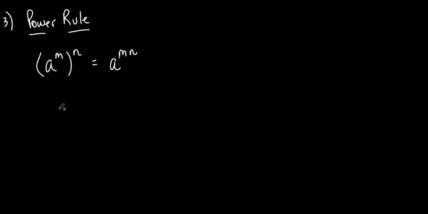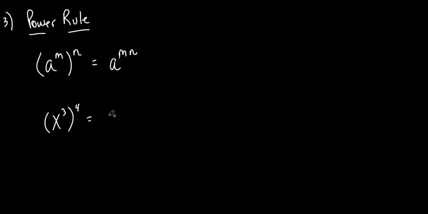Let's apply it. What if I had x to the 3rd to the 4th? Okay. I want to show you why first. Okay, it's going to be x to the 12th, yes, because you multiply the exponents together.